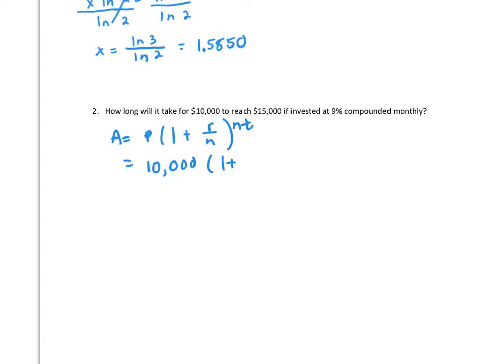All right, 1 plus interest rate, which is 0.09, compounded monthly, that's 12. How long? I'm trying to find time, so that's going to be 12t. And that's going to be 15,000. Now, before you can get to this exponent, you've got to get rid of this 10,000. So divide both sides by 10,000 first.